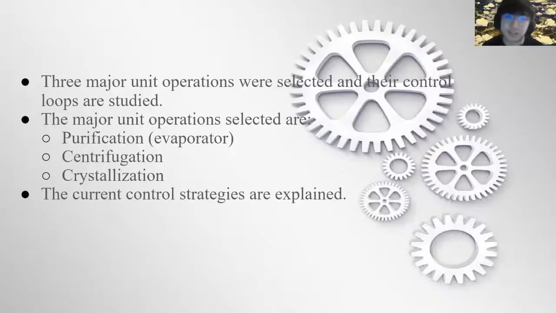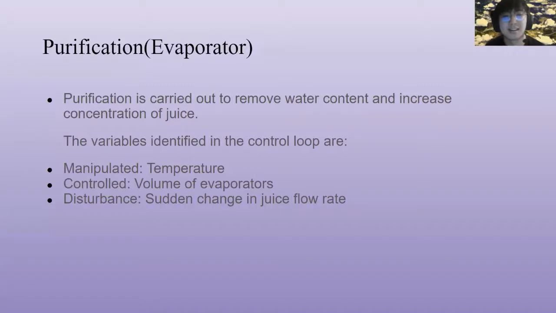All the main operation units have their own individual control loop to establish a connectivity with its previous and oncoming process unit. Next slide. There are three major unit operations that we have selected, and their control loops are studied. The major unit operations that we selected are purification with evaporator, centrifugation, and crystallization. The current control strategies are explained in the next few slides.